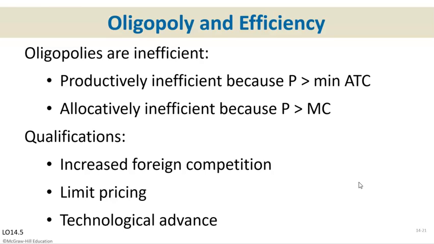The last thing that makes oligopolies potentially more efficient is technological advances. Remember that oligopolies can make profit in the long run, and sometimes that profit can be very large. A lot of times what will happen is the firm will take that large profit and reinvest it in their company, specifically in research and development. So they're coming out with new products all the time. So that would make oligopolies more efficient as well.